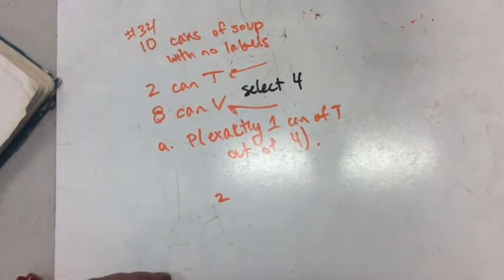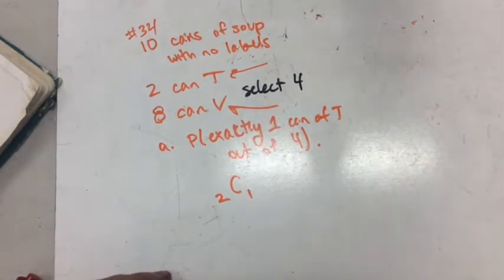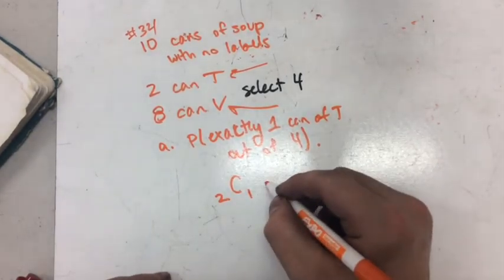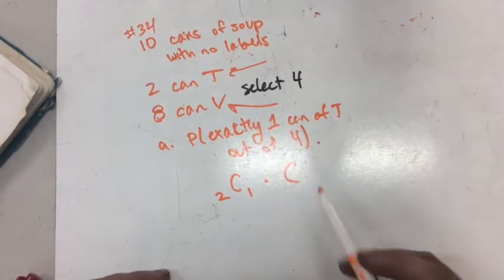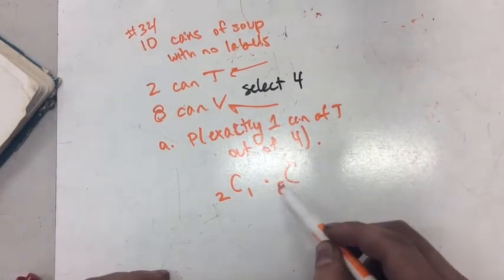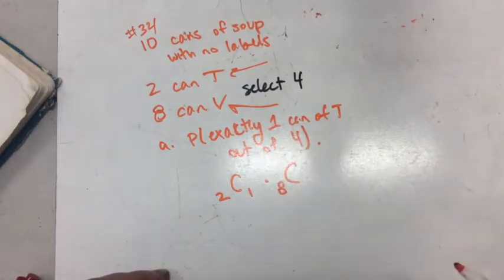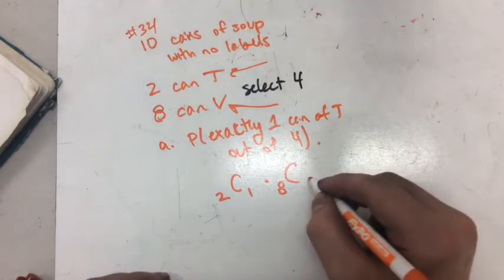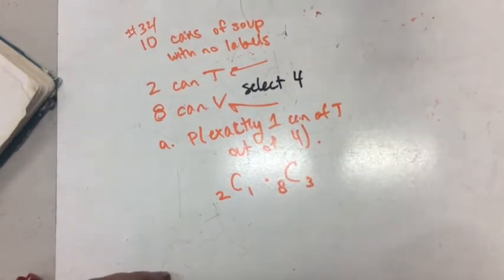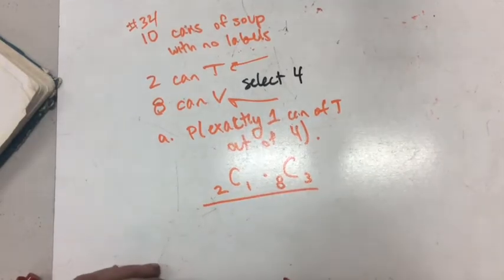There's 2 cans of tomatoes. How many do we want to choose? It says exactly 1, so we're going to choose 1 can of tomato. We'll multiply this by how many cans of vegetable there are. There's 8. And how many of the vegetable cans do we need to select so that we are selecting a total of 4? Well, we've chosen 1 already with our tomato can, so we're going to choose 3 more with our vegetable can. Okay? Then we'll divide by the entire sample space.